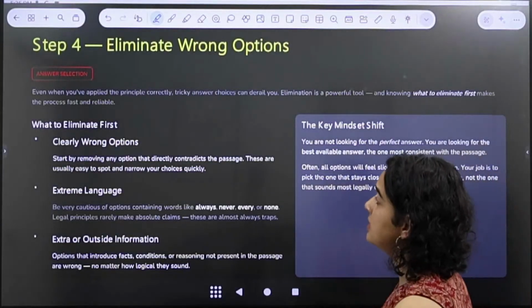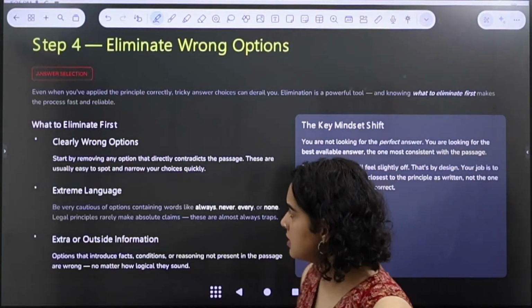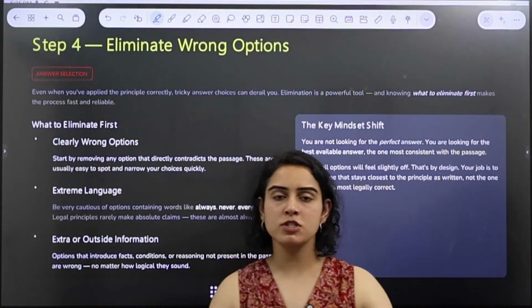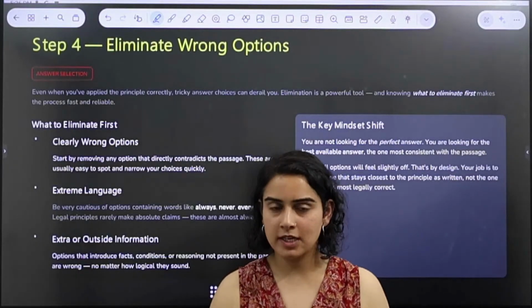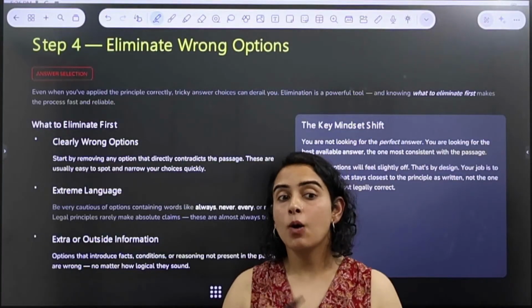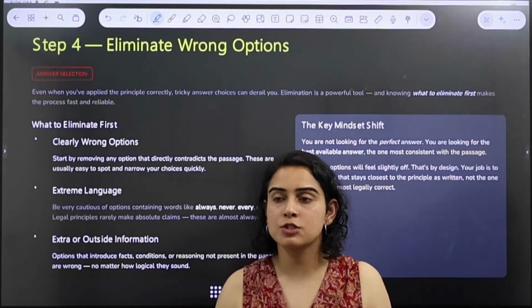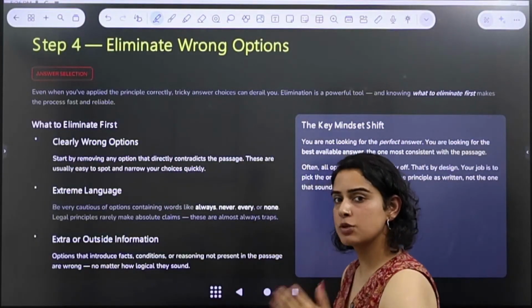Now let us understand how you have to select the incorrect options. First thing is that some options will look incorrect at first glance. Maybe the law is not applicable, or maybe they're just not making sense. The solution is against common sense. In that case, just remove it first of all.